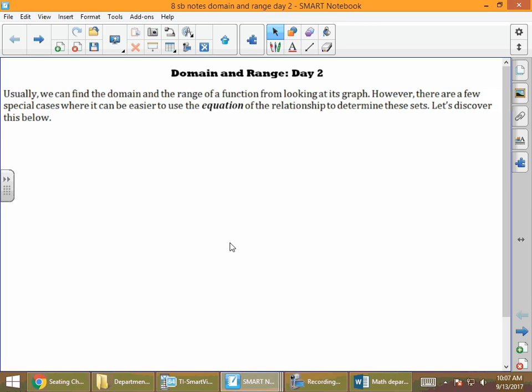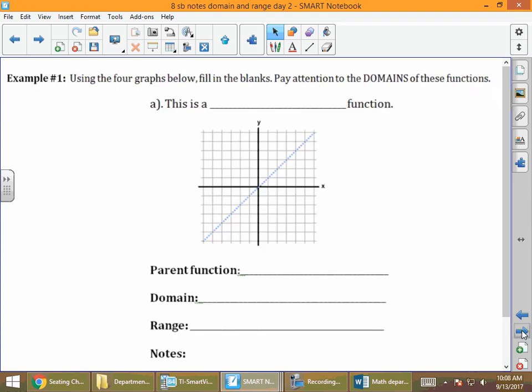So today we're going to continue our discussion on domain and range, but instead of looking at a graph, we're going to look at an equation to come up with our domain and range. Kind of an oxymoron, because as I start here, my examples on the front page are graphs. But we'll get into the equations here in about 10 minutes or so.